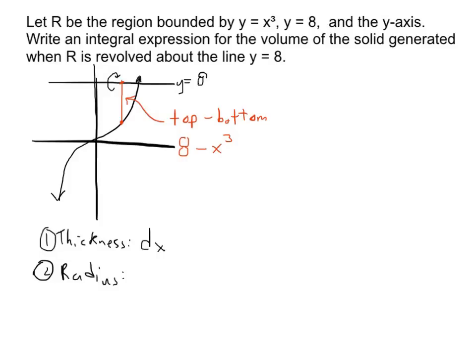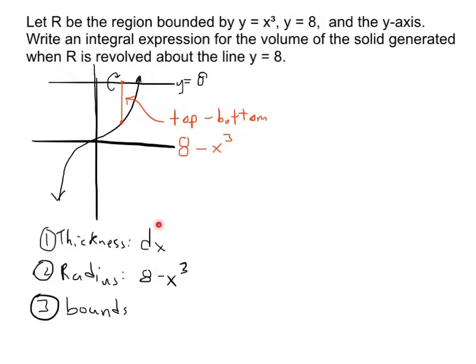And so just to solidify that in your minds, 8 is basically this whole distance, x cubed is this distance, so the distance in between them should be 8 minus x cubed. So long story short, our radius is 8 minus x cubed. Step 3 are the bounds.